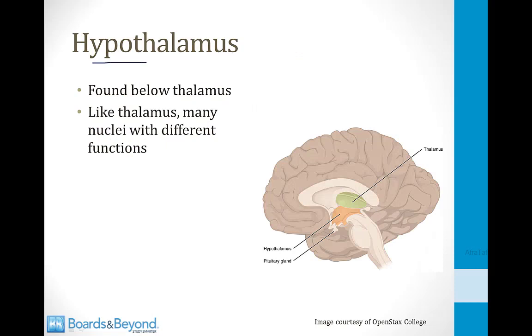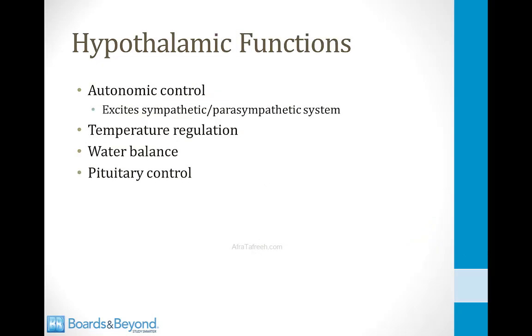So next we're going to talk about the hypothalamus, and since it's hypo, that means smaller or below, so it's naturally found below the thalamus, and there's a picture of it over here. And just like the thalamus, it has many different nuclei with different functions. So some of the things the hypothalamus does is autonomic control. It excites the sympathetic and parasympathetic systems. You may know from discussing the sympathetic response that those fibers start in the hypothalamus and go down into the spinal cord and then exit to the sympathetic ganglia. So that's the hypothalamus starting that whole process.